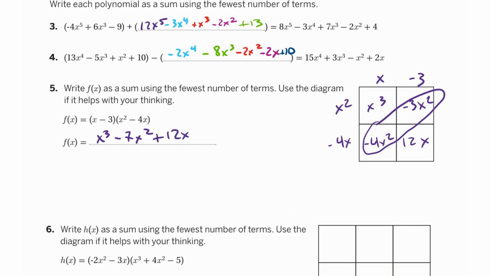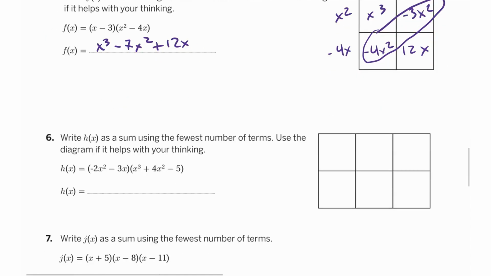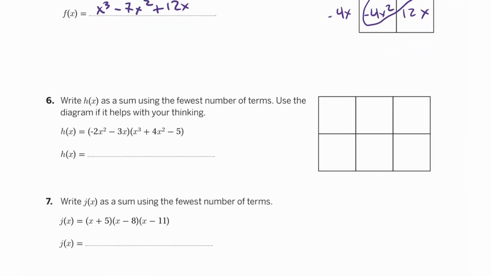For number 6, write h of x as a sum using the fewest number of terms. Use the diagram if it helps. Yes, please, again. Only difference here is that I need to make sure that my 3-term one is on the top because of the way that they structured this box. x cubed, 4x squared, minus 5. Negative 2x squared and minus 3x here.